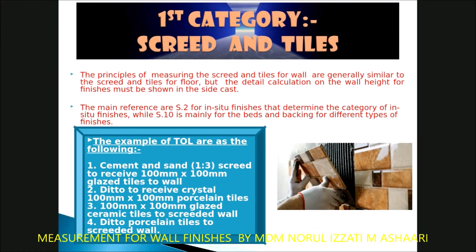Now, we look at the example of the items to be measured. As I told you before, we have either screed and tiles, or plaster and painting, but I would like to go to the in situ finishes. The in situ finishes that we refer to here are either plaster or screed. If you look at this photo, it shows the wall finishes being installed on the screeded bed. And if you look at how the bed is installed, it is not really smooth. This is a rough surface.